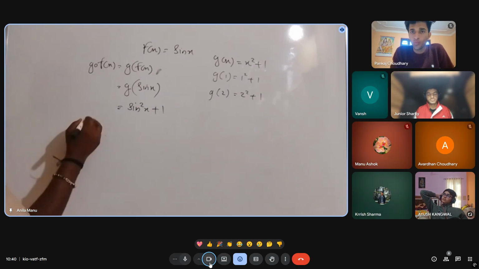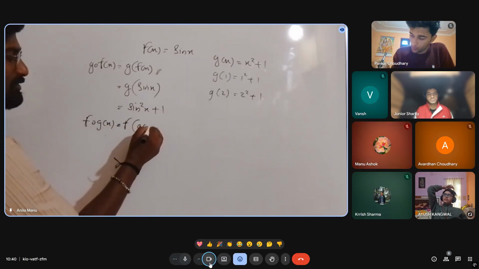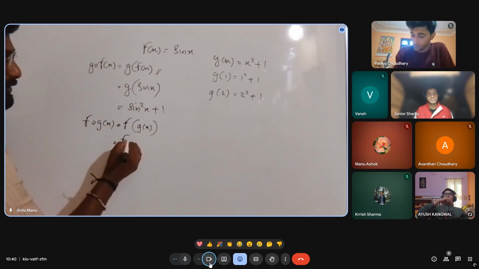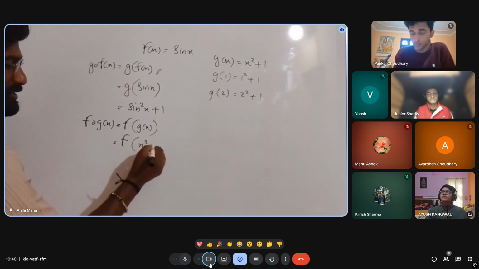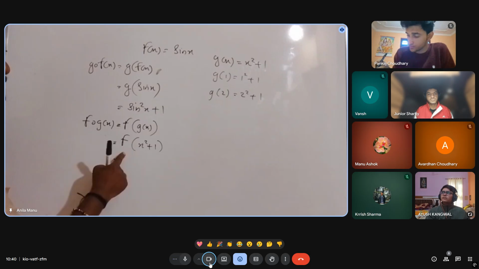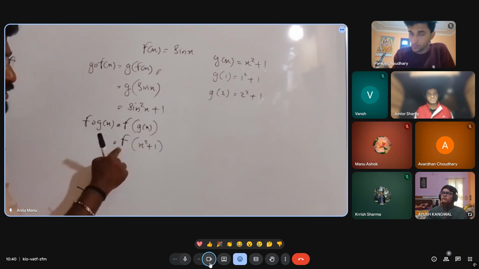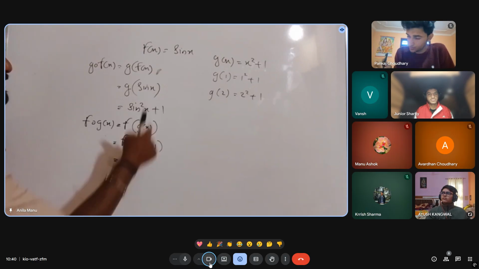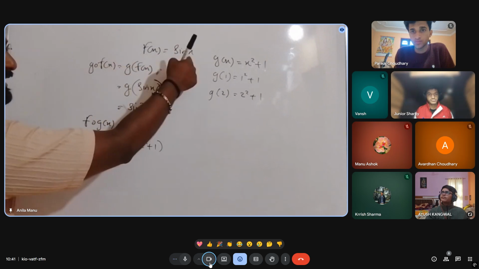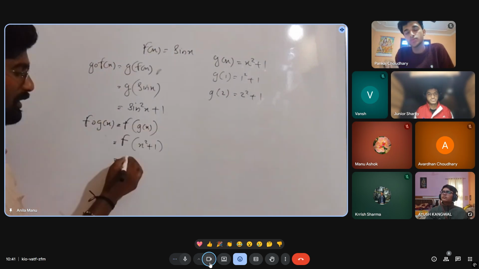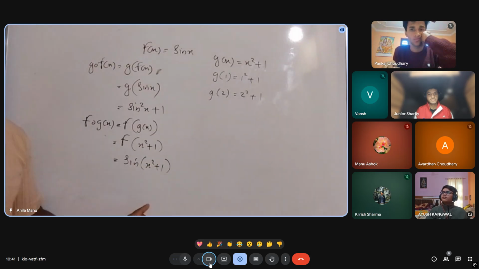Now, if I take f composition g of x, I can write this as f of g of x. That is equal to f of, nothing is there, just substitute the value of g of x. G of x is x square plus 1. Now it is of the form f of x. Whatever things you have in the bracket, you consider all that as x. So what is f of x? F of x is sin x. F of 1 is sin 1. F of 90 is sin 90. So f of x square plus 1 is sin of x square plus 1. See, that we have written earlier.